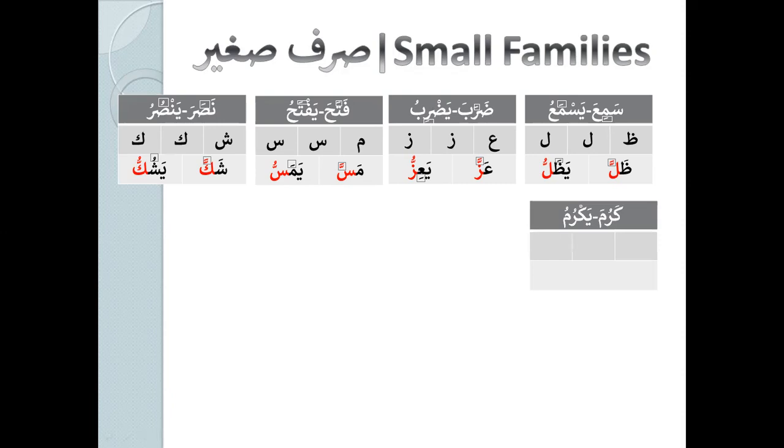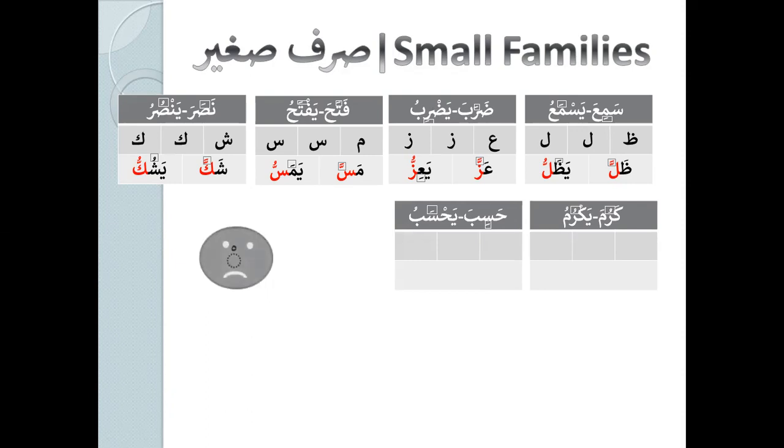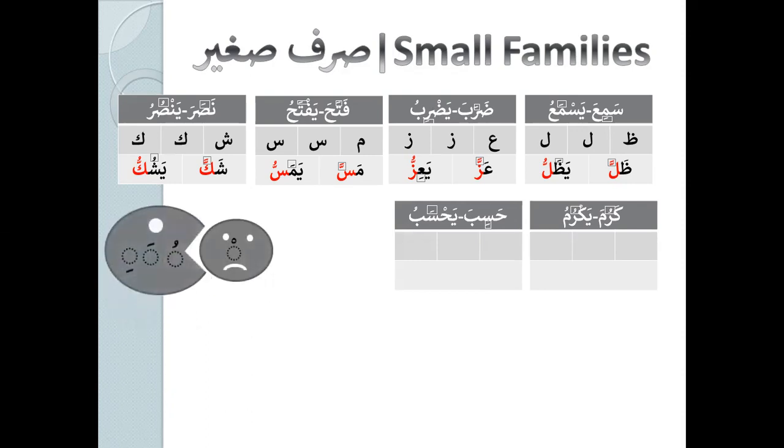I could not find any example in the Karuma and Hasiba family, so I will just leave it like that. Over here, I just want to explain this simple concept that every time yaftahu, like for example, let's take yadribu, here we had a sukoon, and since dhamma, fatha, and kasra, these three harakas are stronger than sukoon, they eat up the sukoon. So exactly that thing happened over here.